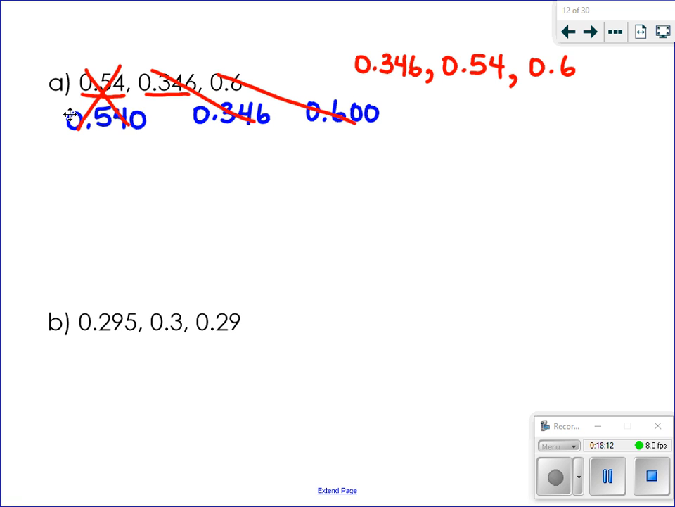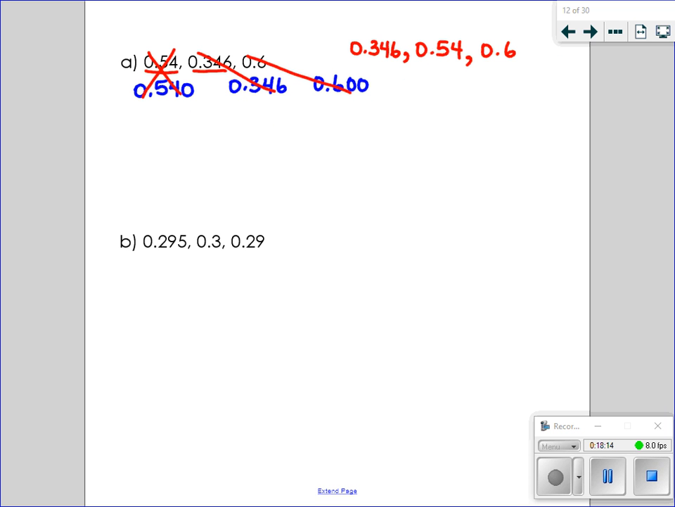Okay, let's try B. 295 thousandths. That's already thousandths, so I'm just going to leave it. 0.3, well, I can make that thousandths just by adding 2 zeros on the end. And 0.29, I can make that thousandths just by adding 1 zero on the end. Okay, which one is the smallest number? 295 thousandths, 300 thousandths, or 290 thousandths? 290, right? There's the original. So for my answer, I always go back to the original.